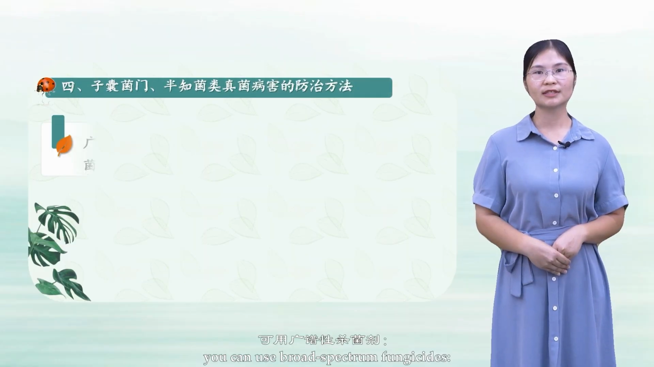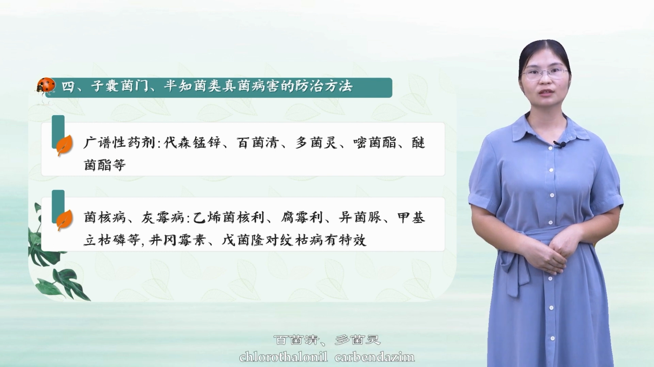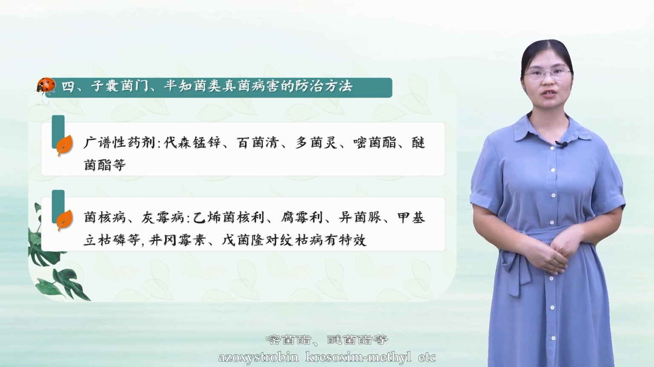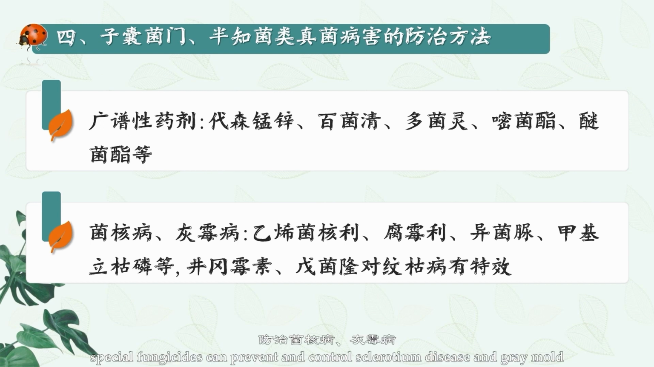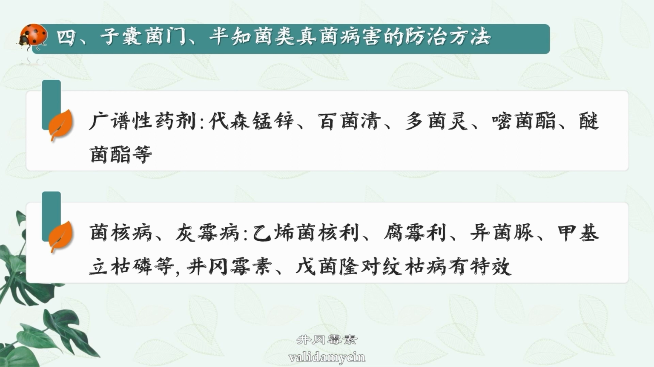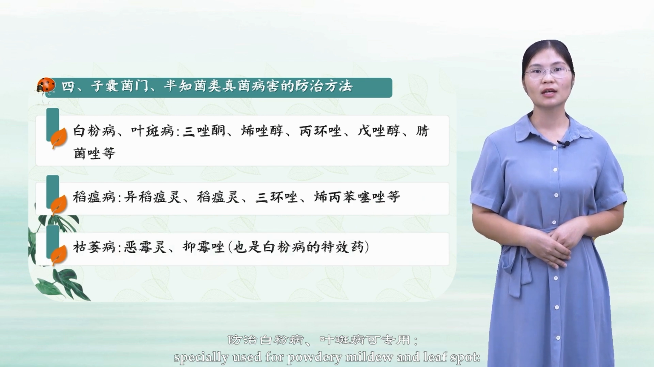You can use broad-spectrum fungicides, such as mancozeb, chlorothalonil, carbendazim, azoxystrobin, kresoxim-methyl, etc. Special fungicides can prevent and control sclerotinia disease and gray mold, such as vinclozolin, procymidone, tolclofos-methyl, etc. Validamycin and pencycuron have special effects for banded sclerotial blight.